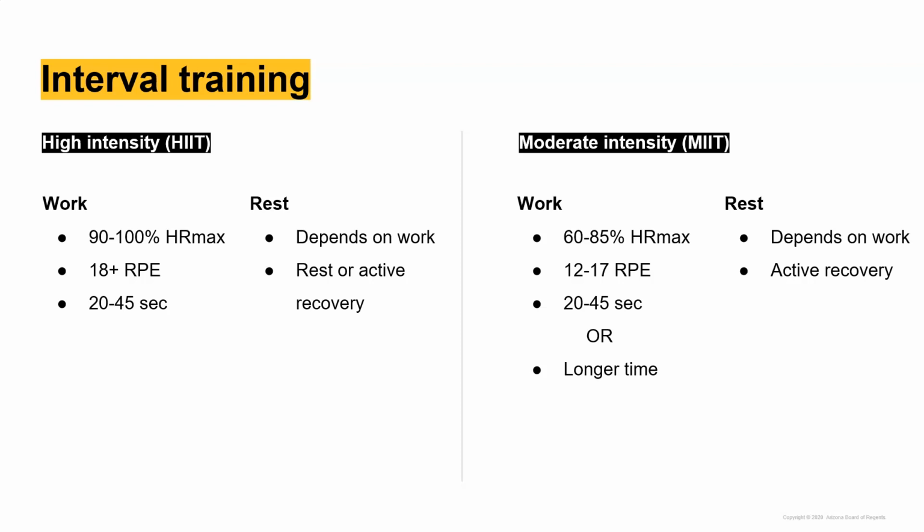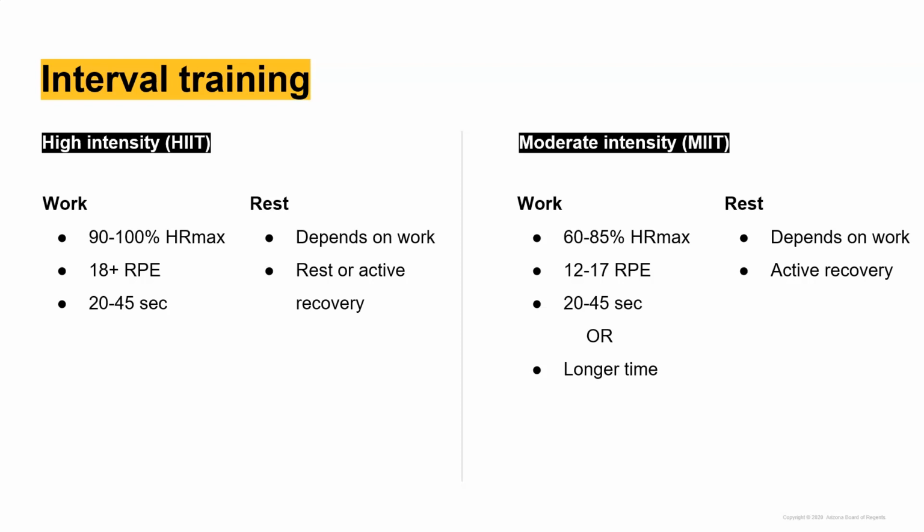The second type of exercise you can prescribe is interval training. Interval training involves alternating periods of higher intensity exercise with periods of lower intensity exercise, known as active recovery or rest. You can prescribe either high intensity interval training, HIIT, or moderate intensity interval training, MIT. You will use the ACSM screening algorithm to choose between HIIT and MIT.